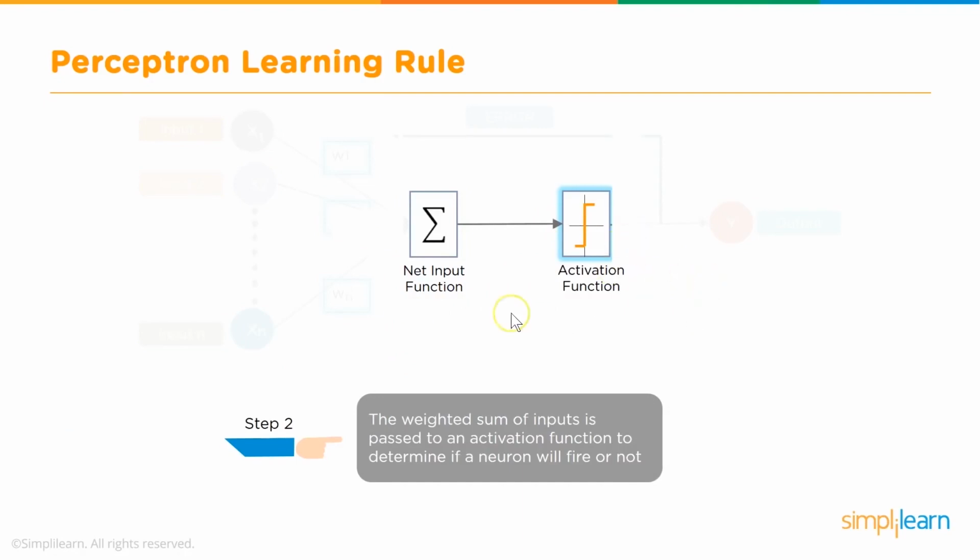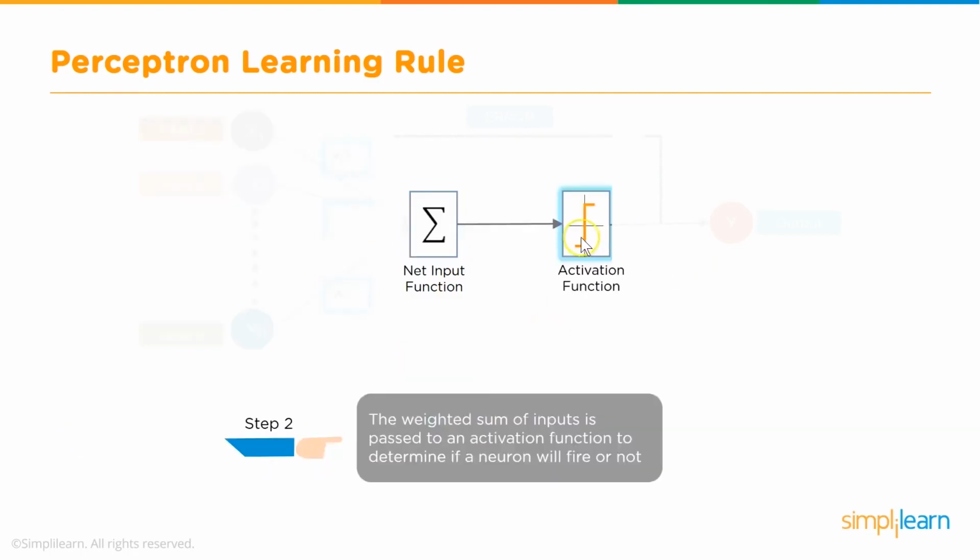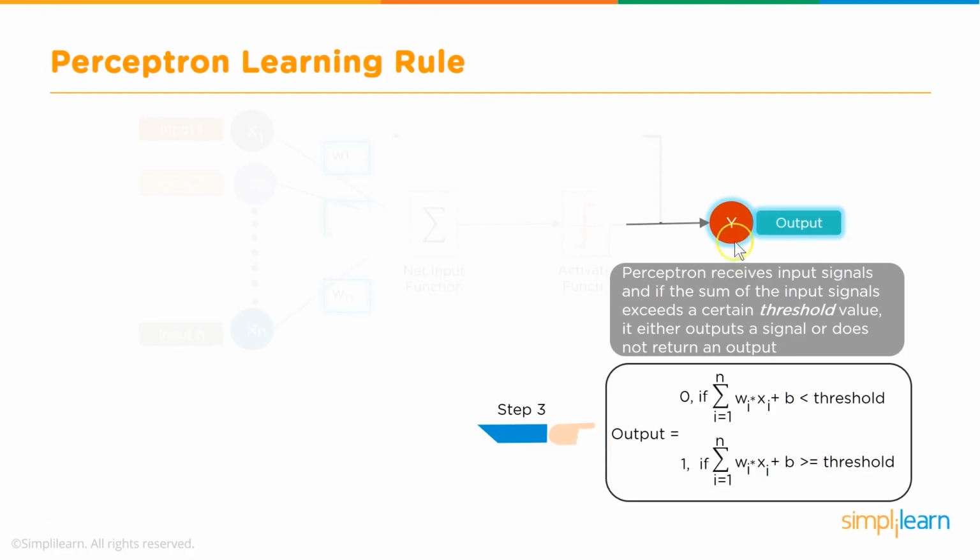Then the summation is passed to the activation function. As you see here, this is the summation of wi xi plus b that is passed to the activation function. Then the neuron gets either fired or not. And based on that, there will be an output. Then the output is compared with the actual or expected value, which is also known as labeled information. So this is the process of supervised learning, where the output is already known, and that is compared, and thereby we know if there is an error or not.